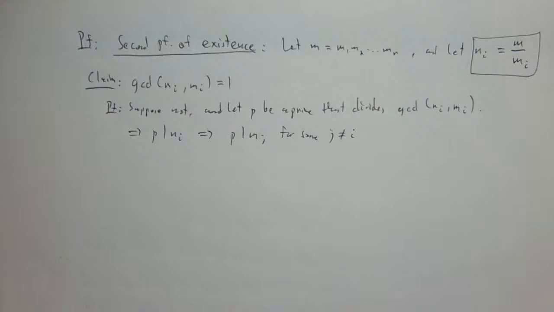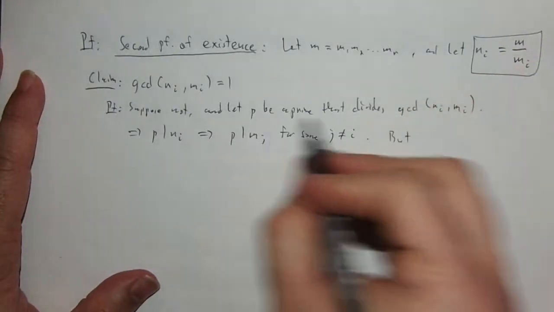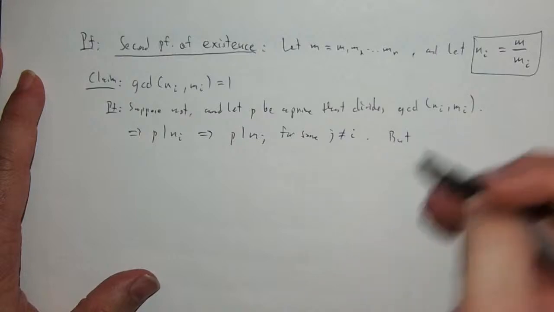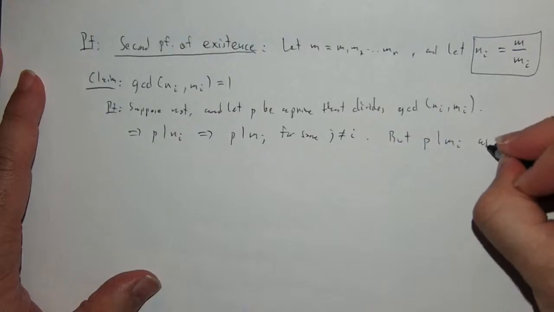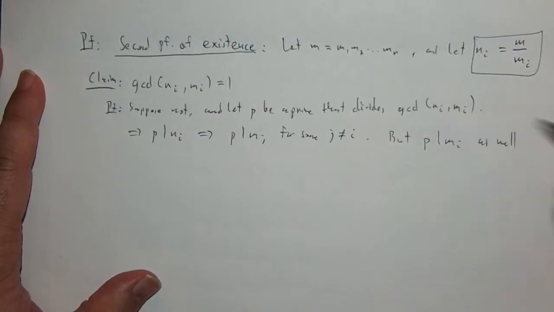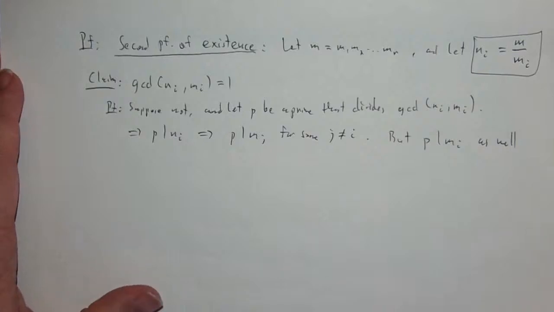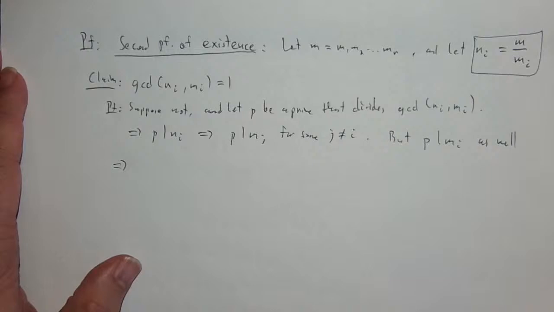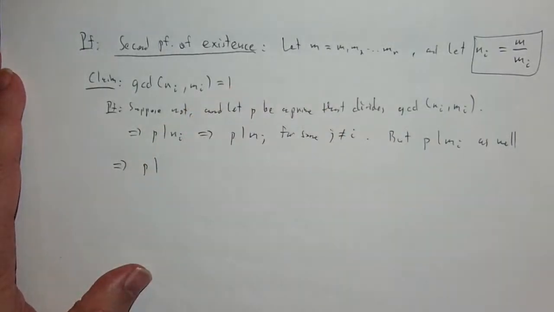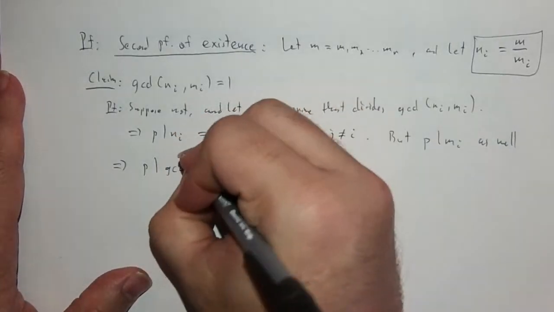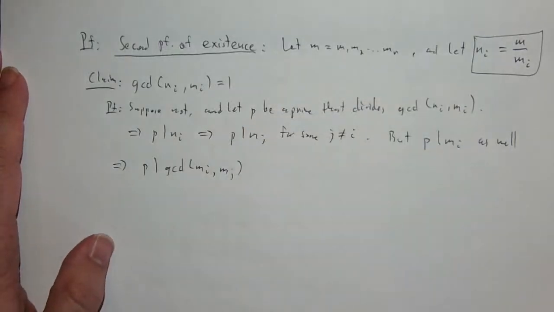But I said that P divides the GCD of n sub i and m sub i, so P divides m sub i as well. That's because it divides this GCD. Thus, P divides the GCD of m sub i, m sub j, and i and j are not equal.